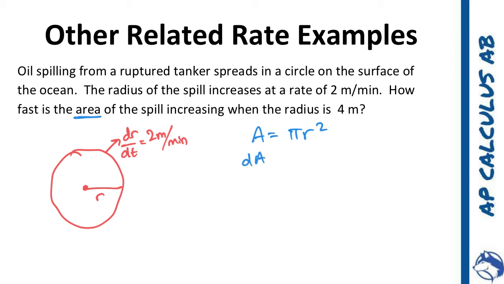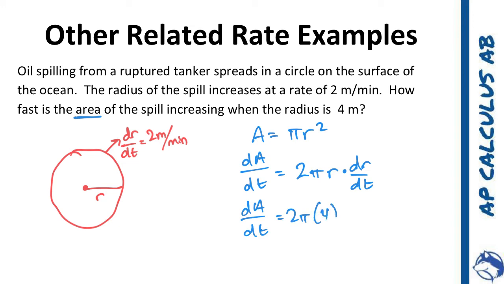So if I'm looking at the change in the area with respect to time, it's actually going to be 2 pi r times dr/dt. It's just the derivative. So plug in the pieces. They told us that our radius is at 4 meters. So that's where I'm getting it from, is 4 meters. And our dr/dt, we already said, was 2 meters per minute.